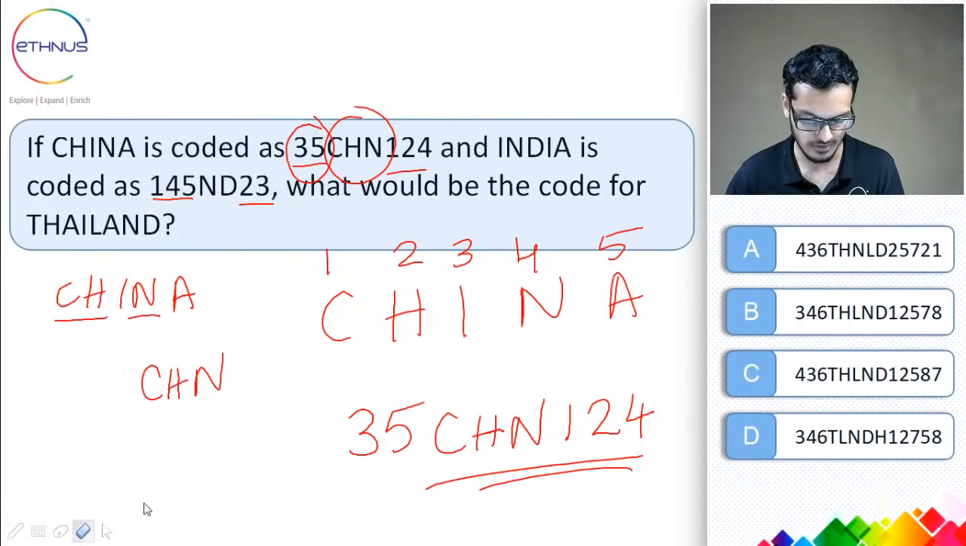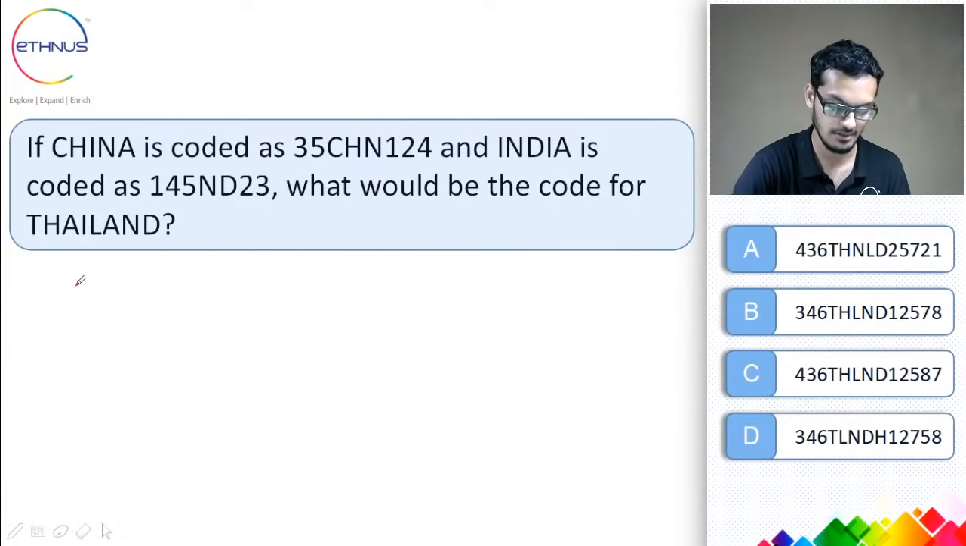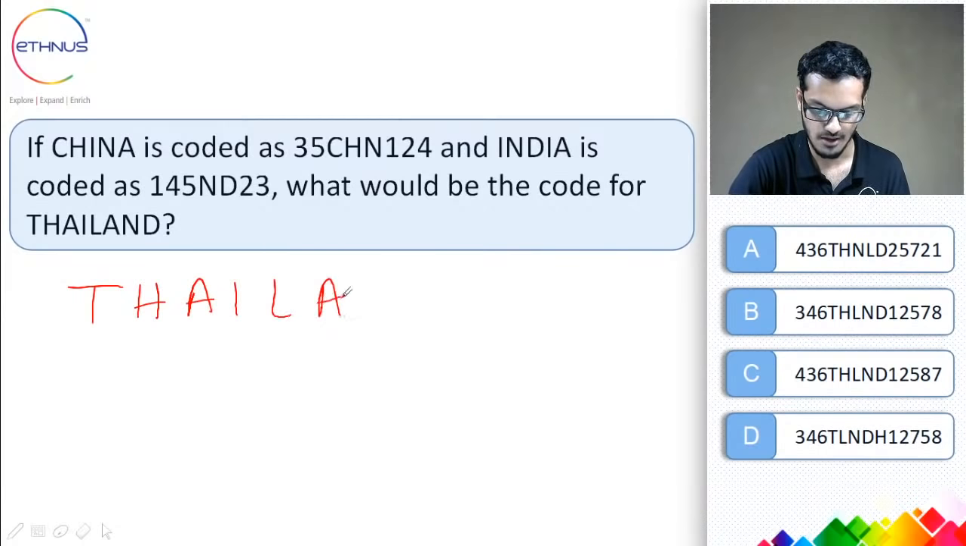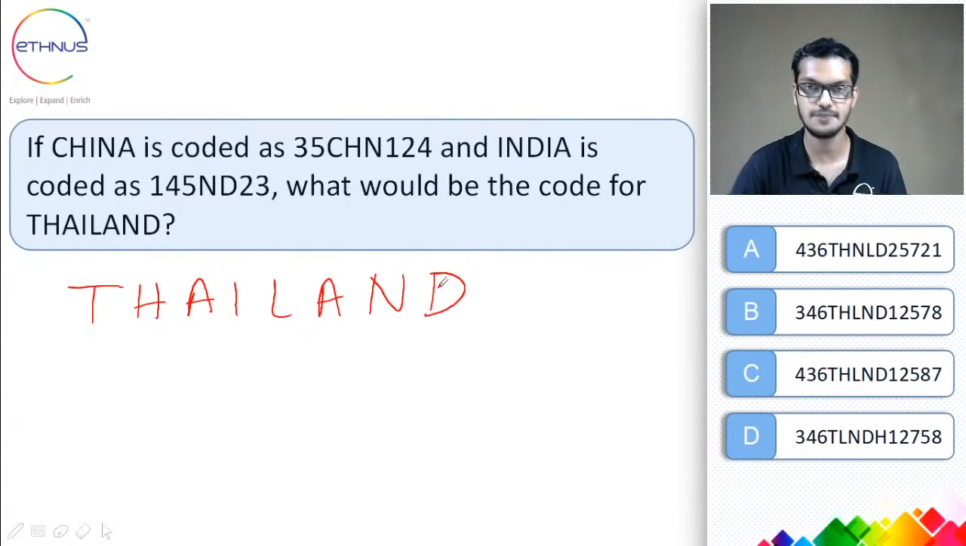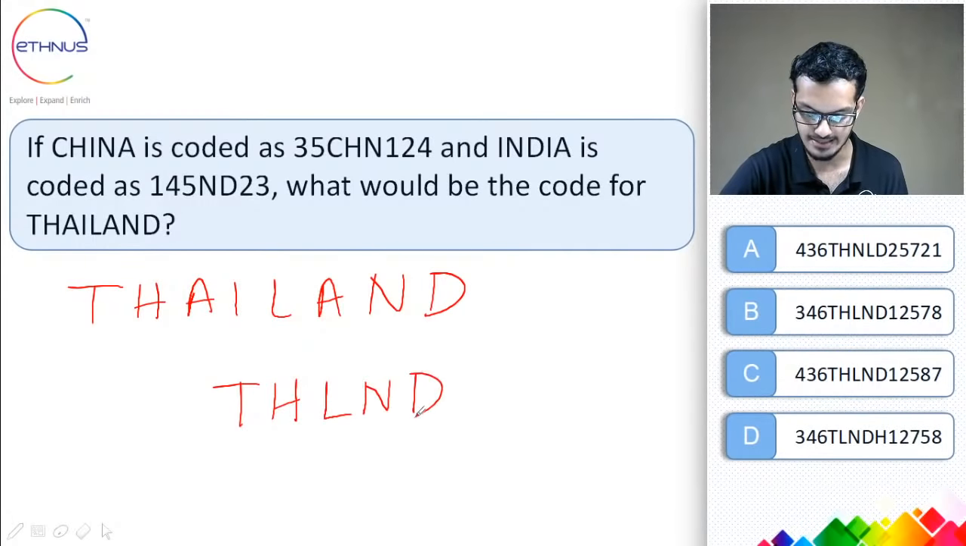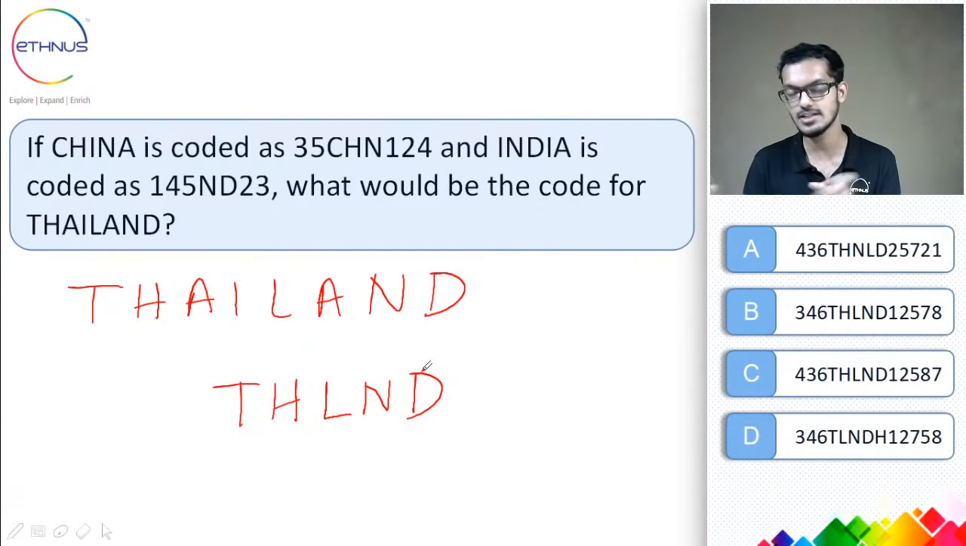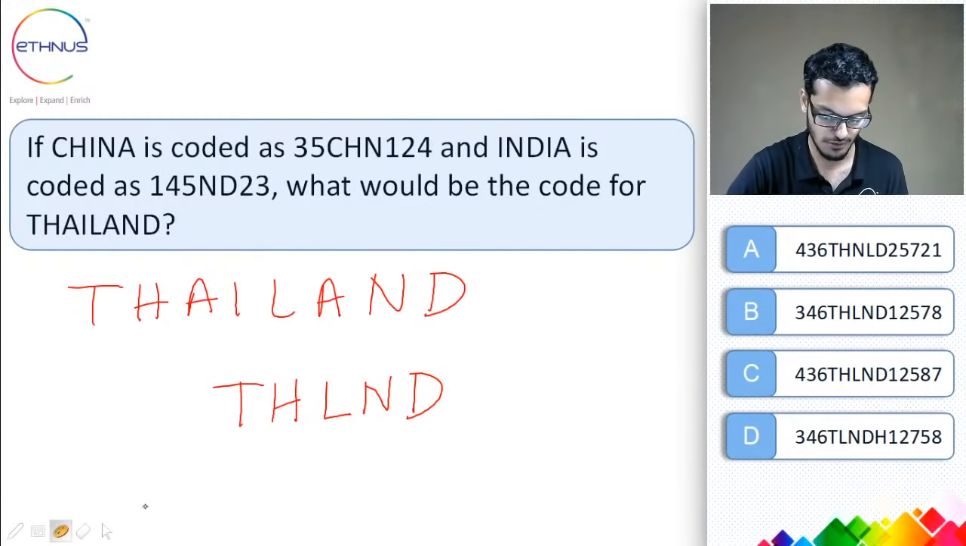So let's try to code this word which is given, that is Thailand. Okay, yes. So here if we take the consonants, we have consonants T, H, L, N and D. So these are the consonants. So before these letters, you have to write the position of vowels, right? So let's write the position of vowels here. Vowels are, let me number this, 1, 2, 3, 4, 5, 6, 7 and 8.